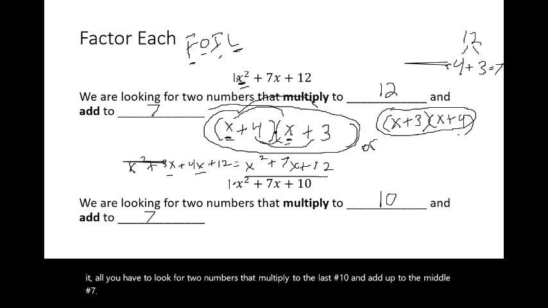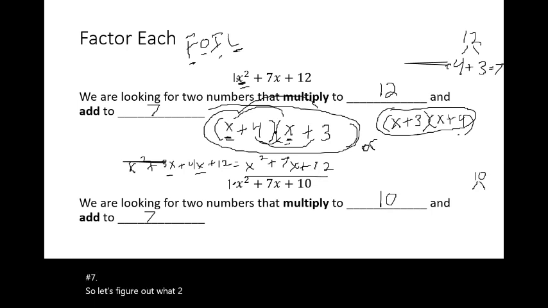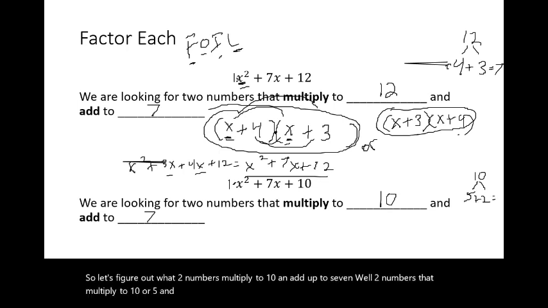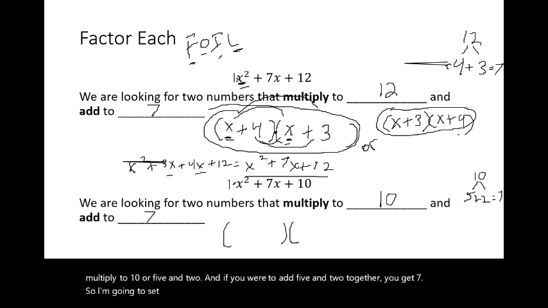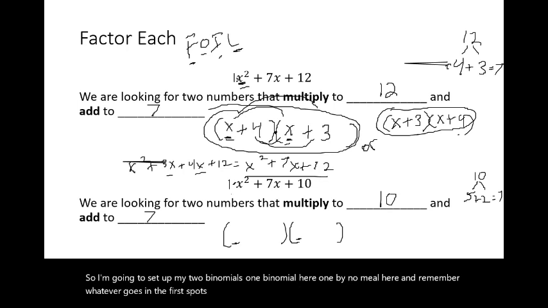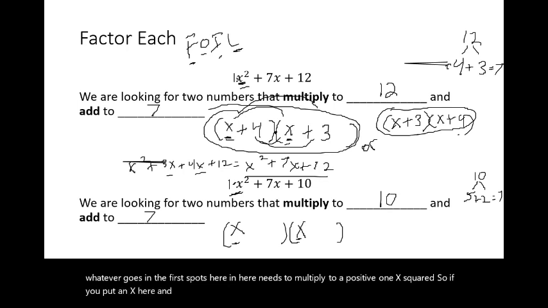So let's figure out what two numbers multiply to 10 and add up to 7. Well, two numbers that multiply to 10 are 5 and 2. And if you were to add 5 and 2 together, you get 7. So I'm going to set up my two binomials, one binomial here, one binomial here. And remember, whatever goes in the first spots here and here needs to multiply to a positive 1x squared. So if you put an x here and an x here, x times x will give you x squared.